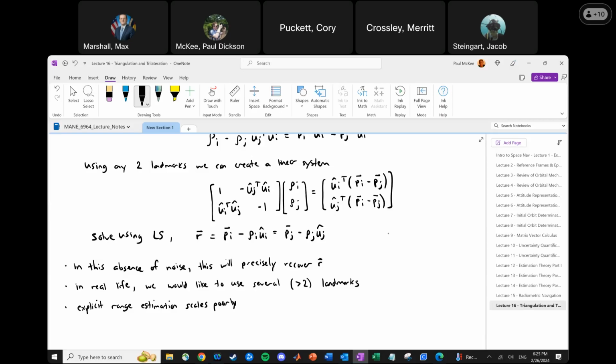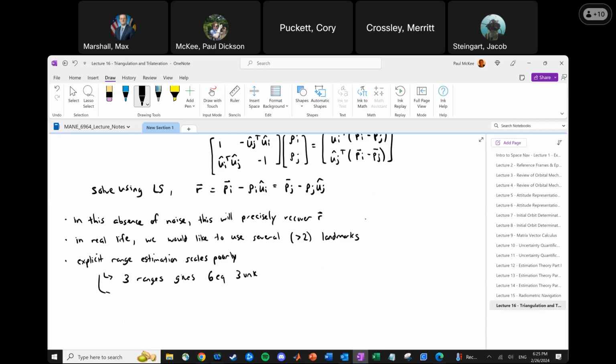So what do I mean by that? If we have 3 ranges, that gives 6 equations and 3 unknowns. And more generally, if we have n ranges, n ranges gives 2n choose 2, right? So going back to combinations and permutations, 2n choose 2 equations and n unknowns. So the size of this matrix problem is going to start to get huge, and it's going to grow way, way faster than the number of ranges, right?